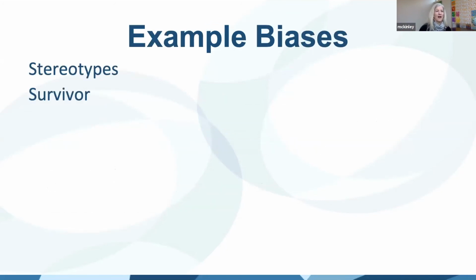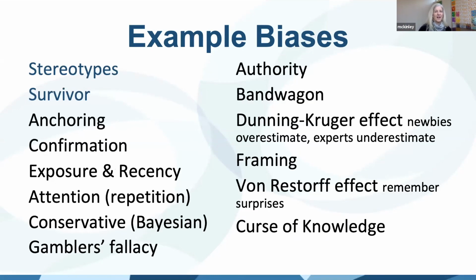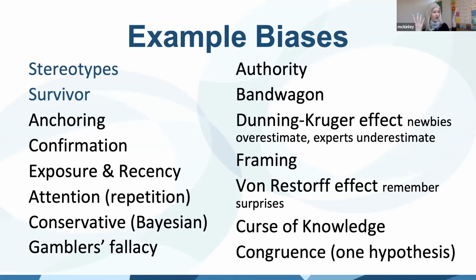So there are a lot of example biases, so I'm not going to go through all of these, but they're on the slide and you can look up some of these. One I've talked about already is authority bias, because someone you feel admiration for or who has authority in your community or in your life, like your research advisor, you're biased to believe them.